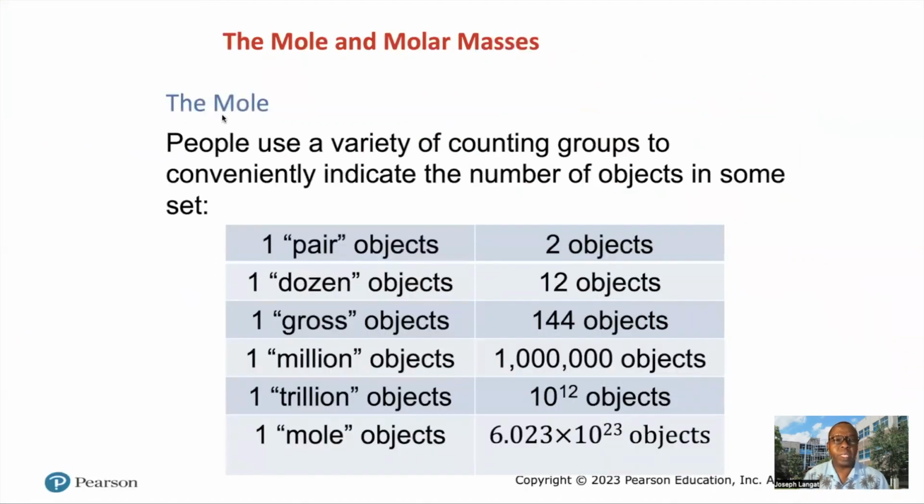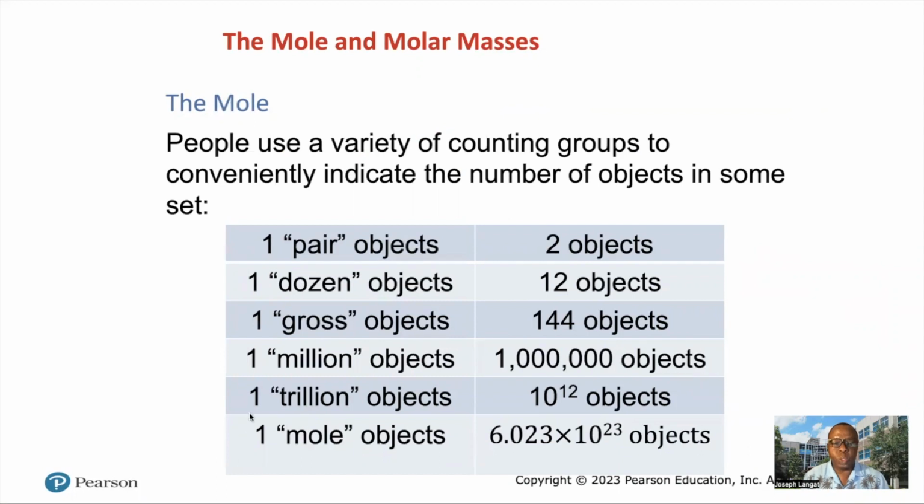I'm just looking at this, the mole. The mole represents this number of objects, Avogadro's number, 6.022, sometimes 6.023, it's the same thing. But here are some of the units you are familiar with. When we say a pair, that means you have two. A dozen means 12. A gross of pencils means 144 pencils, and so forth.